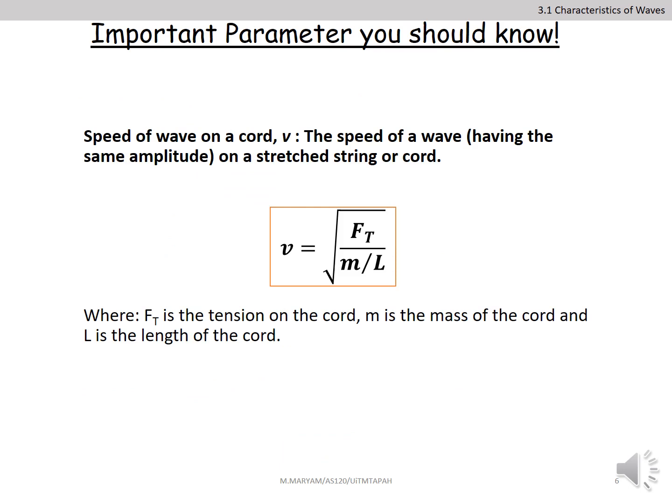Proceed with important parameters you should know. Again, for velocity, speed of wave on a chord. A chord is normally related to the tension. The speed of a wave having the same amplitude on a string or chord, as you can see here, equals the square root of Ft divided by mass per length. So mass in kg, F in Newton, length in meter.